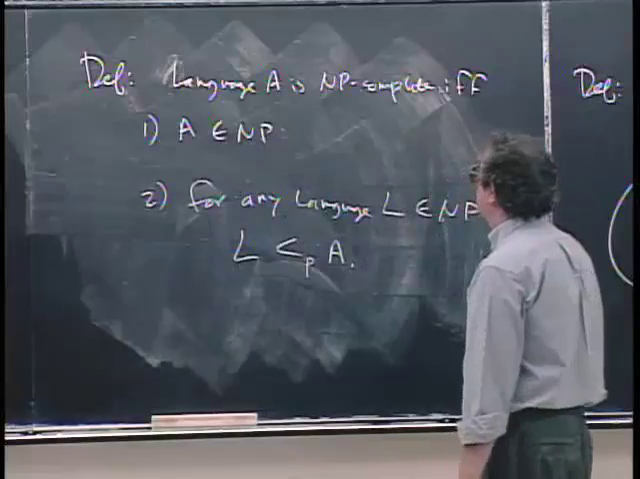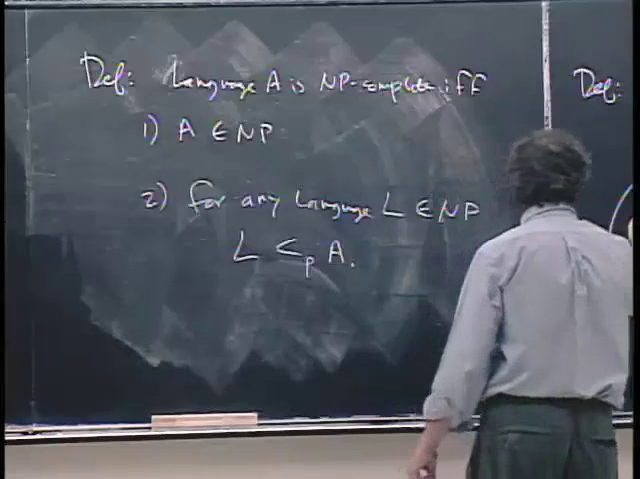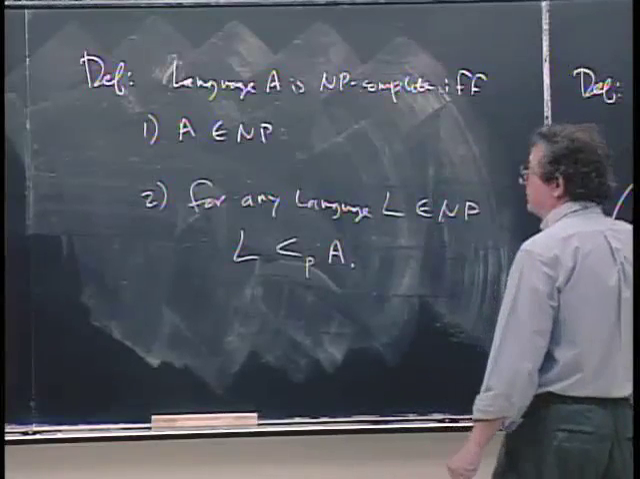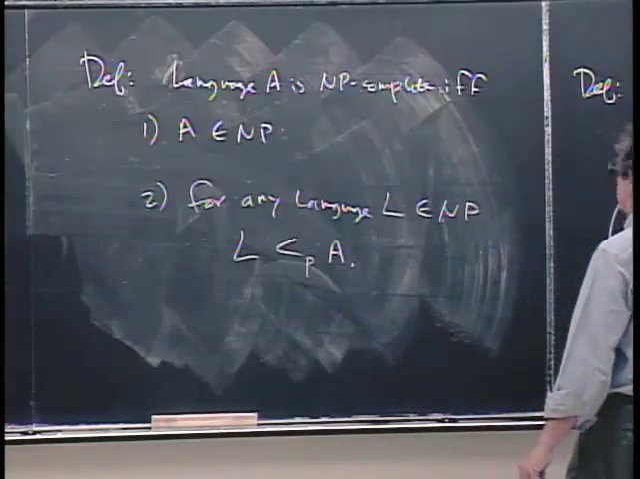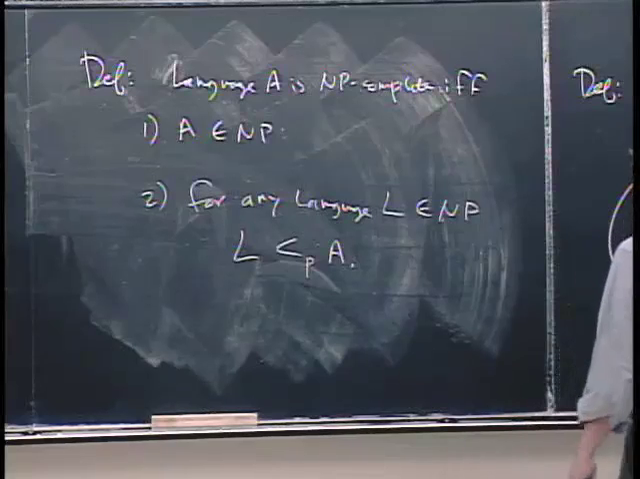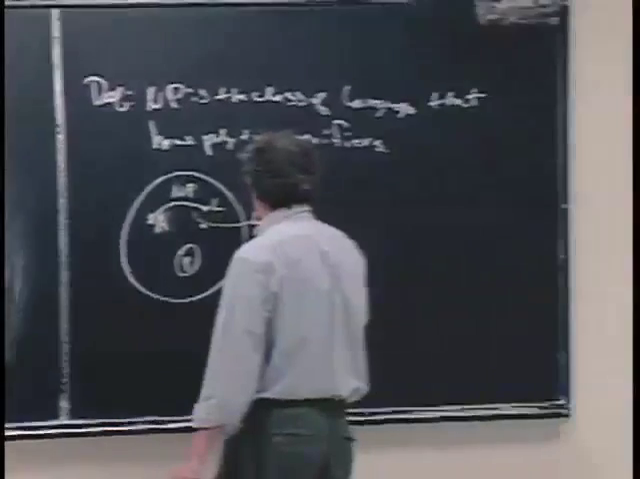Okay? So a language is NP-complete. To be NP-complete, first of all, it has got to be in NP. And secondly, it's saying whatever other language, for any other language in NP, you can reduce questions of deciding L to the question of deciding A. And the reduction is polynomial time. Okay? L reduces to A.